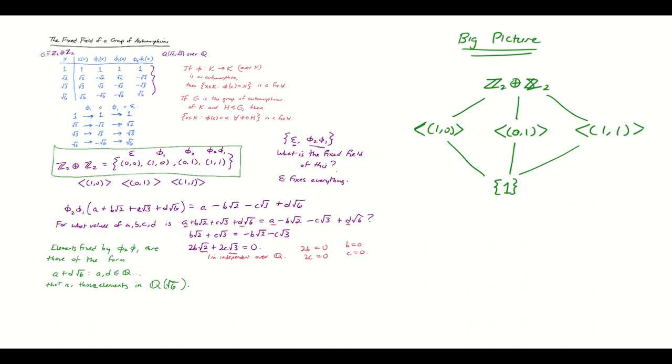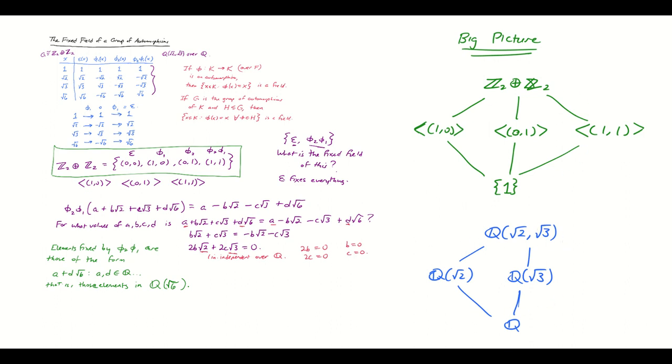And in the meantime, down here, we have a lattice of fields. We have Q adjoin root 2 and root 3. We have Q down here. And then we have, well, we had Q adjoin root 2, and then Q adjoin root 3. So that's what we started with in the last video. Now let's think about the relationship between this lattice of subgroups and this lattice of subfields.